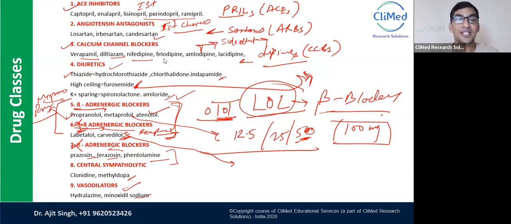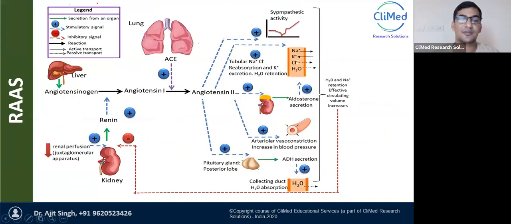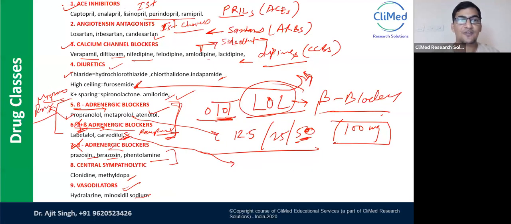Okay, tell me the major side effect of ACE inhibitors. Please tell me, guys. Hyperkalemia, angioedema, or hyperkalemia. Yes. Okay, great. That's really good, guys.